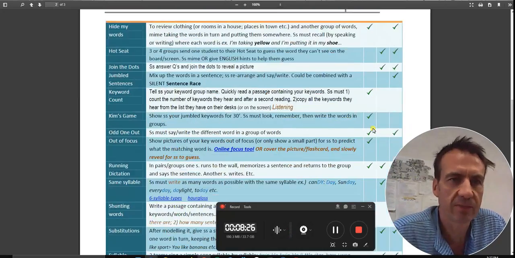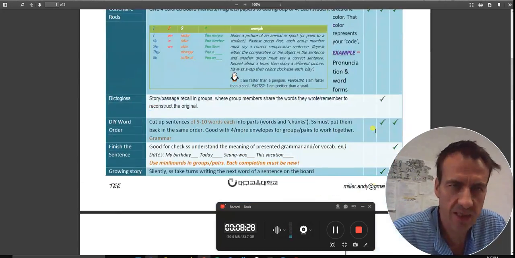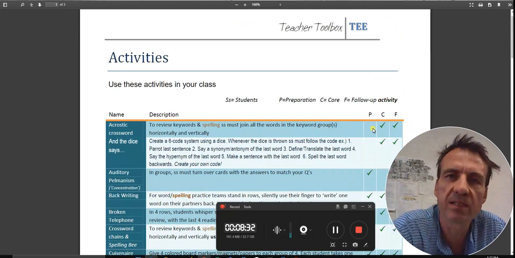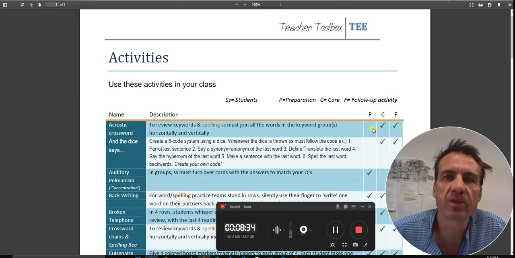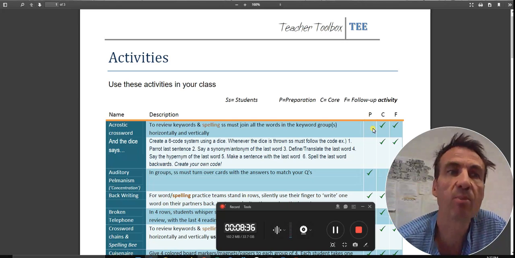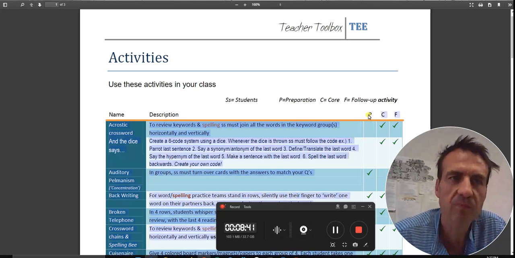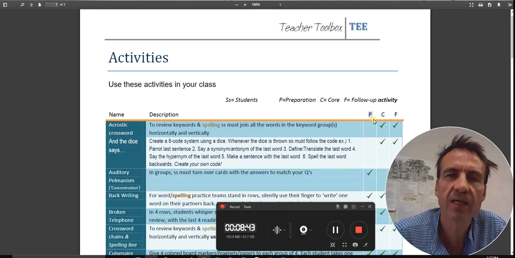Be creative. I don't tell you exactly how to do these because I want you to come up with your own ideas, and I also want you to demonstrate an understanding of the important part of the activity. And the important part of preparation is reviewing any words that students need for the core activity, the main activity.